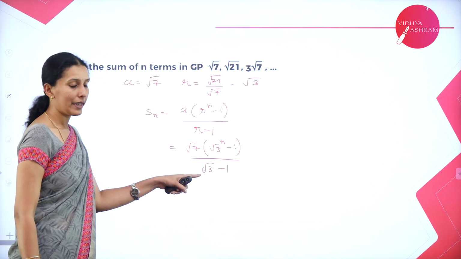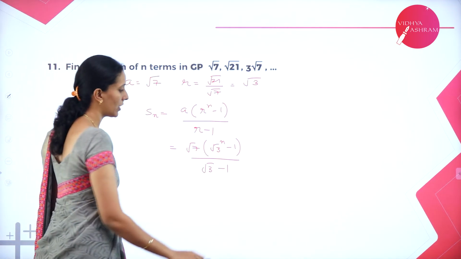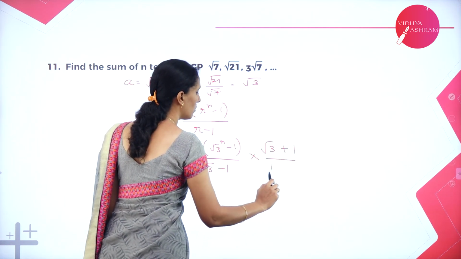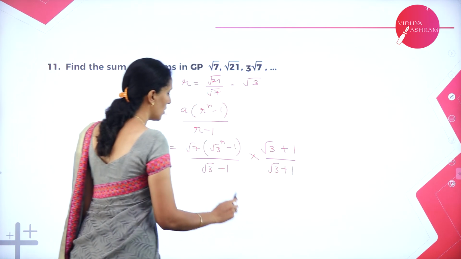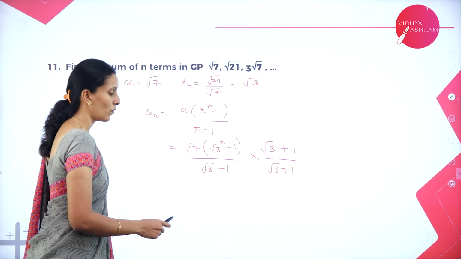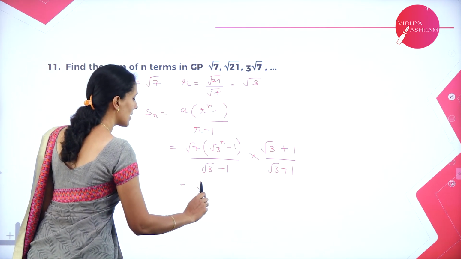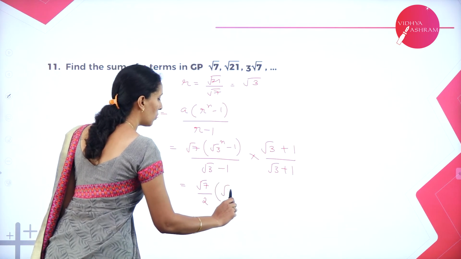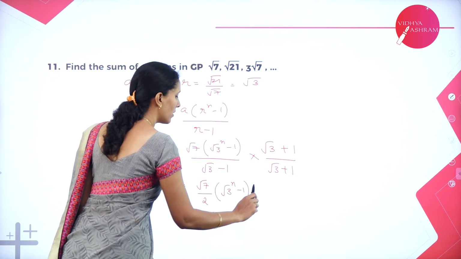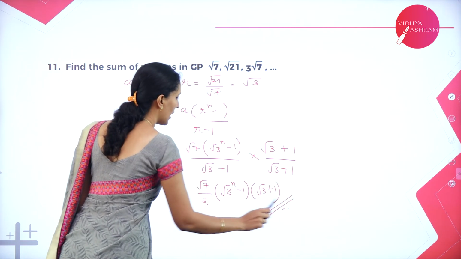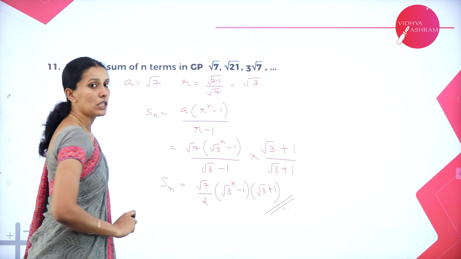We cannot write the irrational in the denominator. So let's rationalize it by multiplying with root 3 plus 1 in numerator and denominator. So root 3 minus 1 into root 3 plus 1 becomes 3 minus 1, which is 2. So I can write this as root 7 divided by 2 into root 3 to the power n minus 1 into root 3 plus 1. So this is the sum of n terms of the given GP.